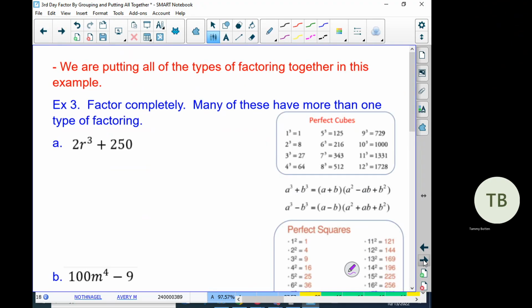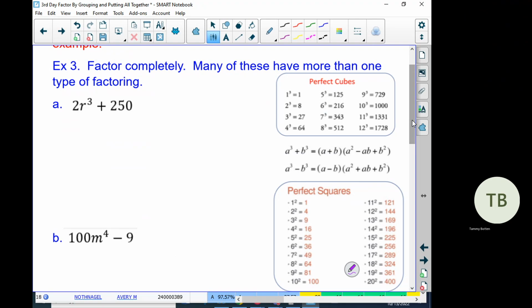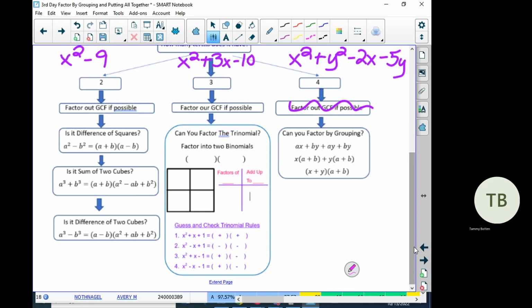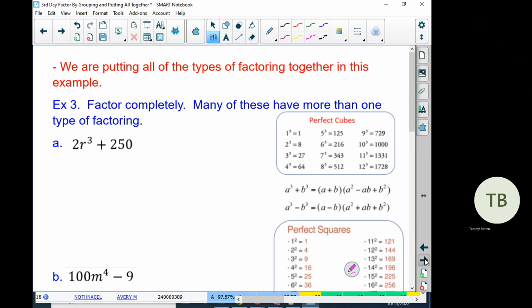So let's go here. And it says factor completely. Many of these have more than one type of factor. So what that means is you'll factor it one way and then you'll have to do another way. If I look at this first one, this has 2 terms. And when it has 2 terms, the first thing you want to do is check if you can factor a greatest common factor out. Is there something that goes into 2 and 250? Does a 2 go into both? So I can factor a 2 out.